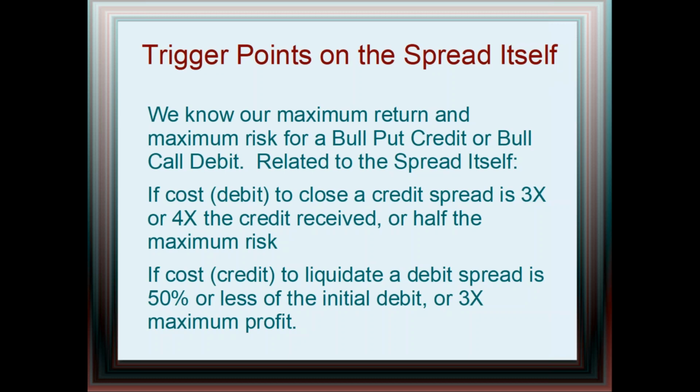Okay. Now on a debit spread, you paid a debit to get in. That's your maximum risk. So if I did a debit spread where I paid a debit of $4.50 on a 5-point spread, still an 11.1% potential return. But if the cost to liquidate the debit spread is 50% or less than the initial debit, so if that cost to close drops down to $2.25 or lower, I'm at a 50% loss. I might want to consider closing the position.